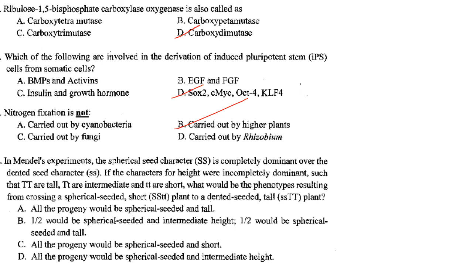In Mendel's experiment, the spherical seed character is completely dominant over the dented seed character. If the characters for height were incompletely dominant such that capital T capital T are tall, capital T small t are intermediate, and small t small t are short, what would be the phenotypes resulting from crossing of spherical seeded short plants to dented seeded tall plants? So I have given that answer in the next.